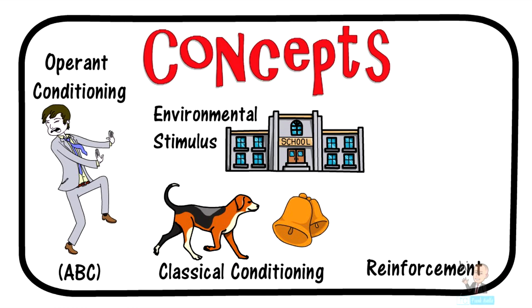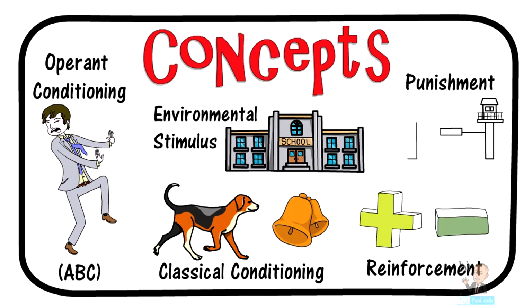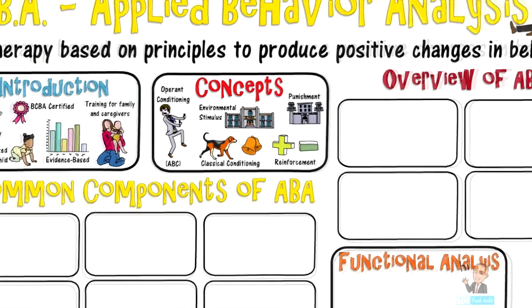Reinforcement is anything that increases the frequency of a behavior. There is positive and negative reinforcement. Punishment, on the other hand, is something that decreases the likelihood of a behavior. Explain to students that it is the behavior that is being punished, not the child.